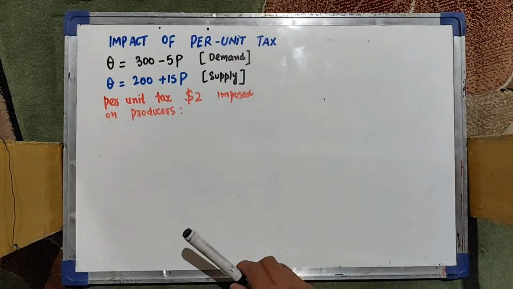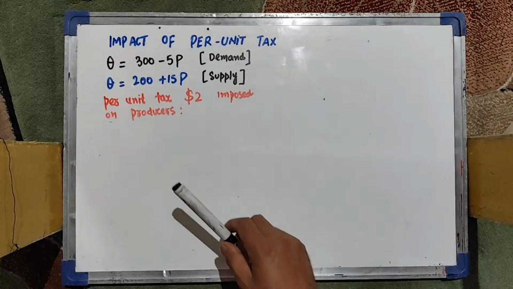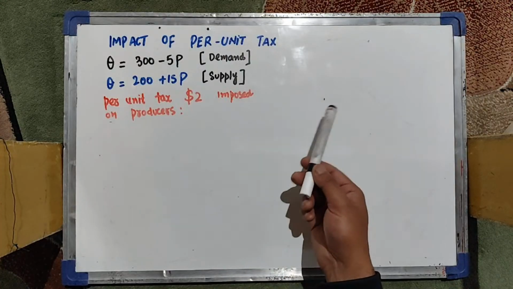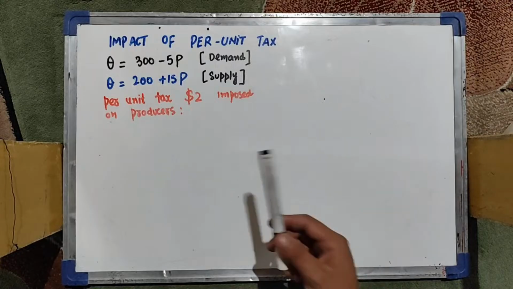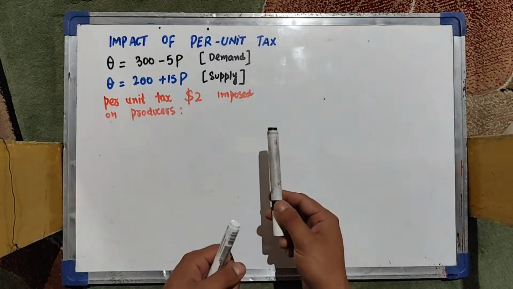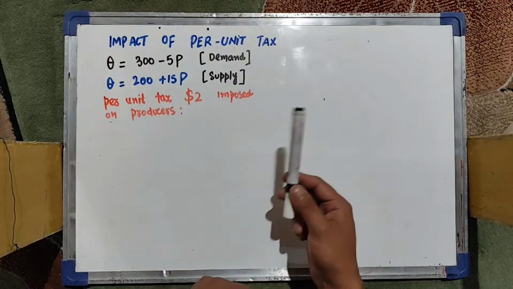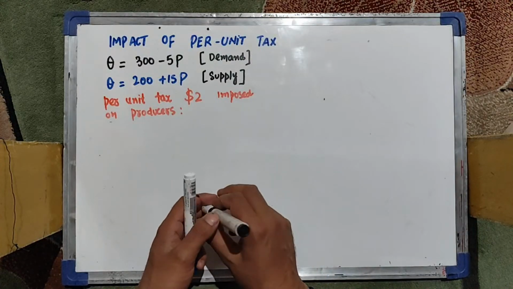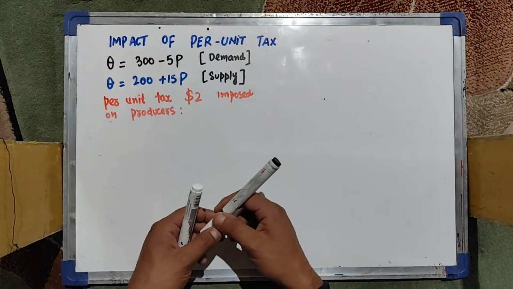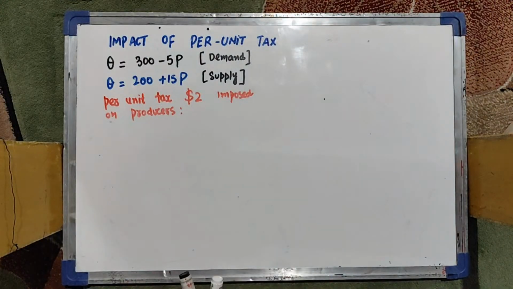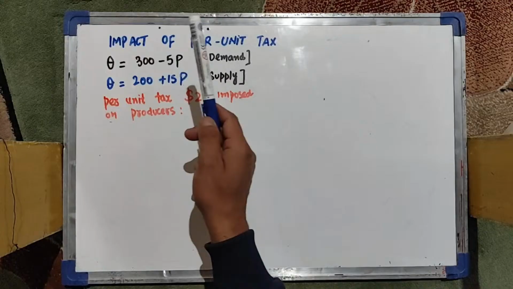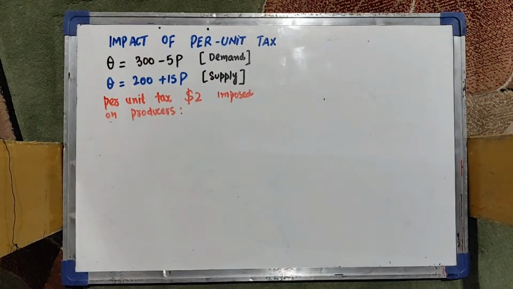So the question, I already solved this question, but there was some confusion among the people. How did I evaluate or find out the equilibrium price after the imposition of per unit tax? Okay, so I just want to solve this question again to clarify the factors. So the question is the impact of the per unit tax on the equilibrium price.